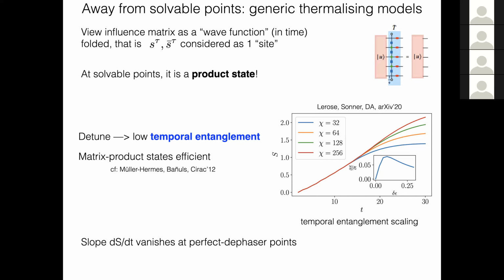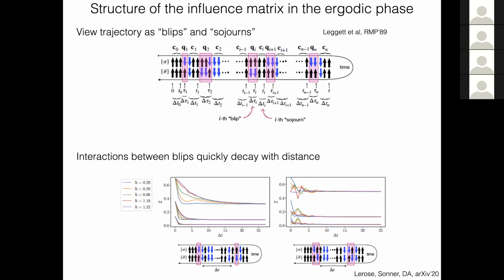What this tells you is that this way of thinking can be much more efficient than relying on the low entanglement of your real space wave function. More generally, what is the structure of the influence matrix in the ergodic phase? At the solvable point, it's extremely simple: you just suppress all the quantum trajectories.